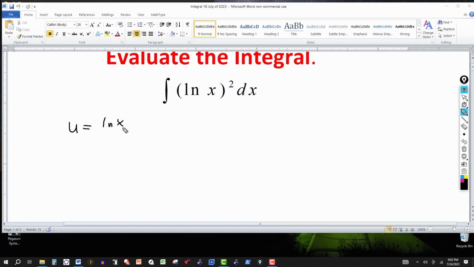So here I'm using a standard U substitution. So this will be du, the derivative of ln of x is 1 over x dx. So I'm going to transform this integral into one involving the variable u. So dx is equal to, multiply both sides by x here, I get x du.